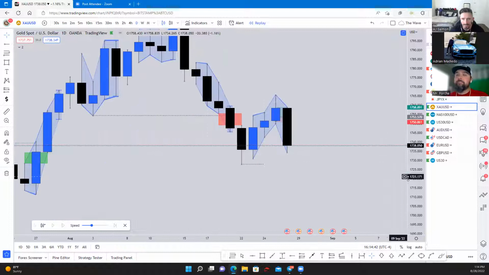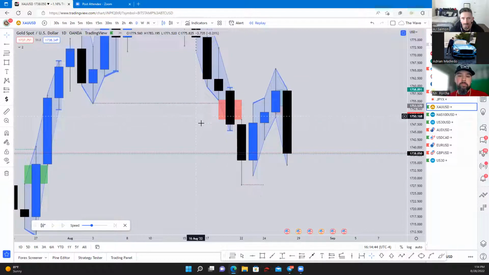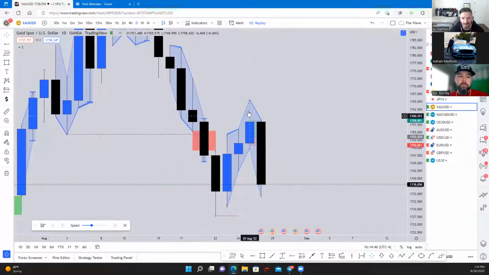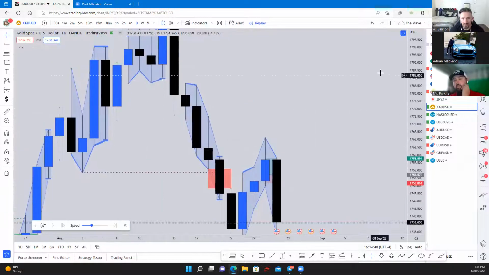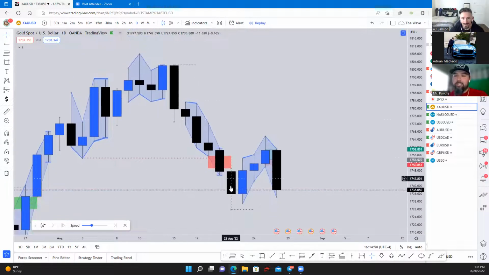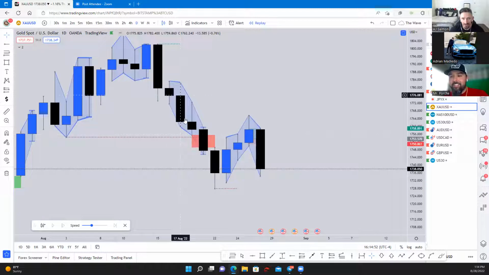But look on the daily, if you see here, it made a gap. So it had to come back up and fill it, right? But then we're on a huge downtrend right now. I used to trade the shit out of gold. But look at how it does the same principles, right?